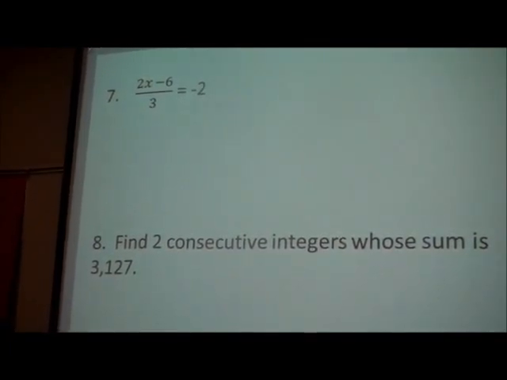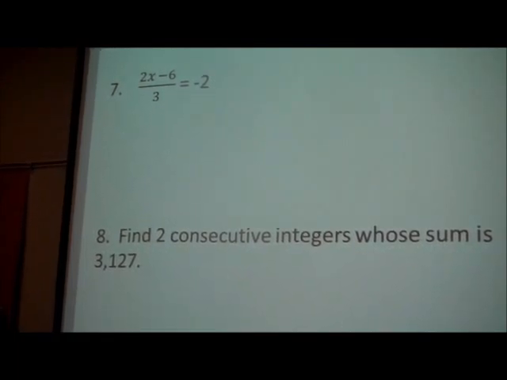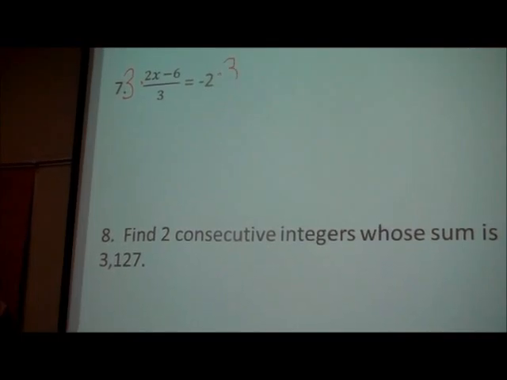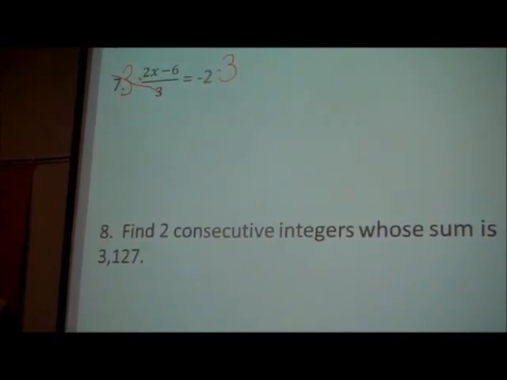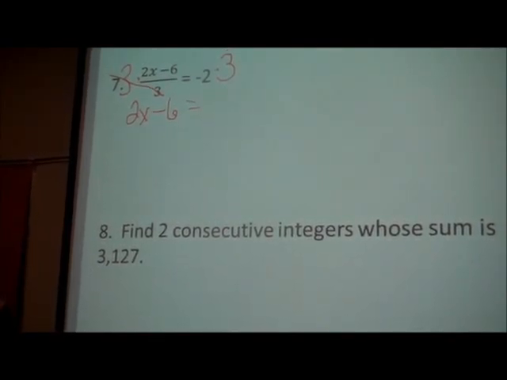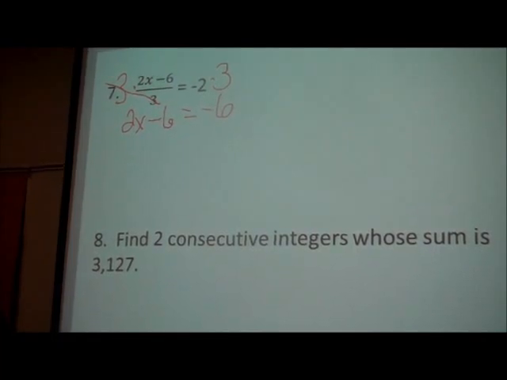Joe? Multiply by 3. Yes, because notice it's the whole thing being divided by 3, so this is the one time when you would not get rid of anything added or subtracted first. The 3's cancel over here, leaving us 2x minus 6, and then we multiply over here and get negative 6. Next step, Joseph? Oh, you're going to add 6.